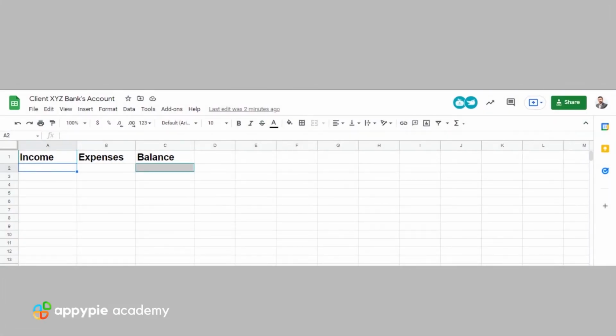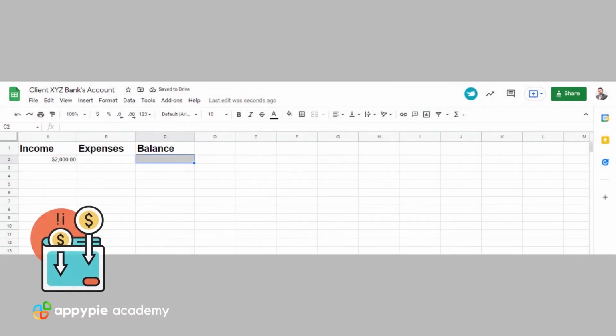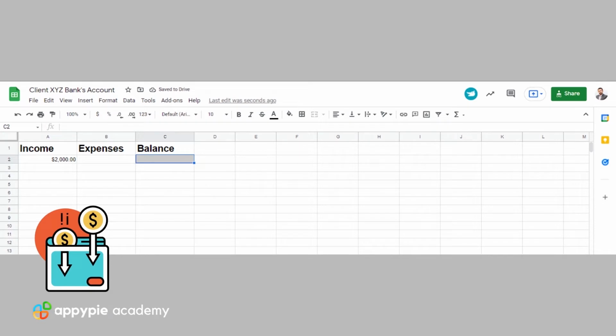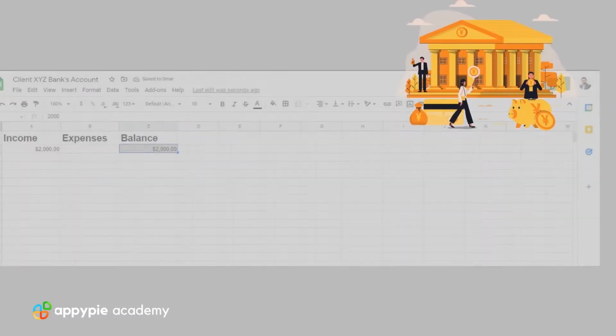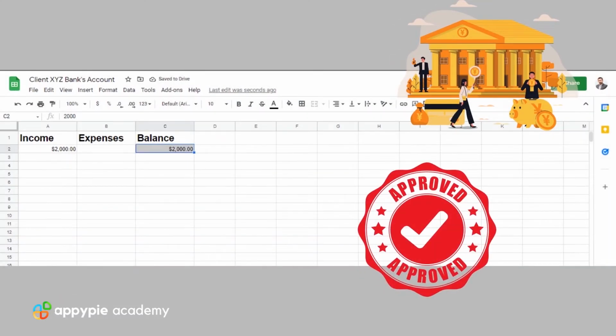So let's take a spreadsheet example, and let's say there is a client XYZ, and let's say this is a simple bank account for that client. We have an income, an expense, and a balance column. So basically, what happens is when you get a salary, let's say you got an income of roughly $2,000 in your bank account. So when you get this money, there is a third party, that would be your bank, that would approve this, and thus your balance in your bank account will be $2,000.